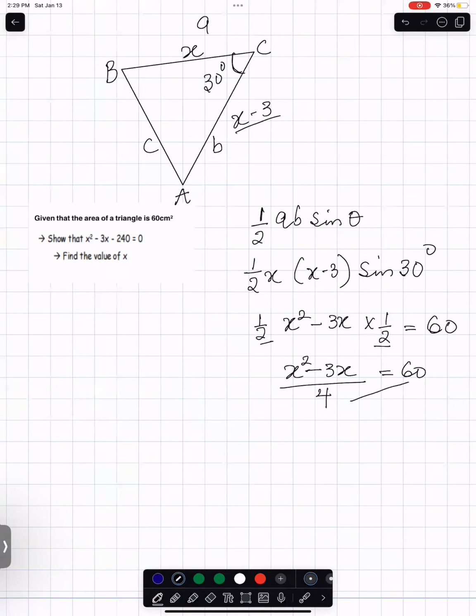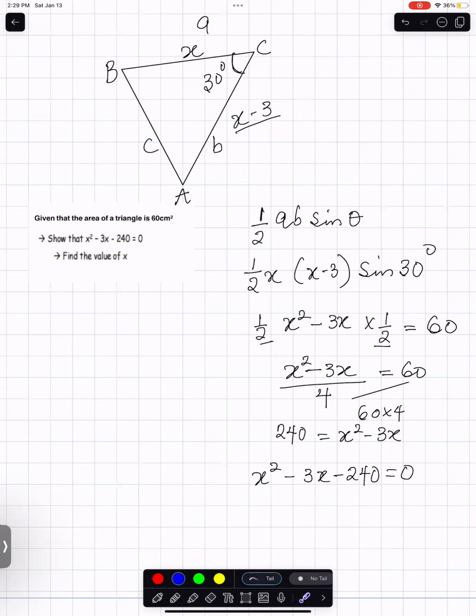Cross multiply. We have 60 multiply 4, that is 240, equals x squared minus 3x. Bring the equation together, we have x squared minus 3x minus 240 equals to 0. So we have proven that x squared minus 3x minus 240 equals to 0. So that's the first part of the question. Then we'll move to the other part, which is finding the value of x.